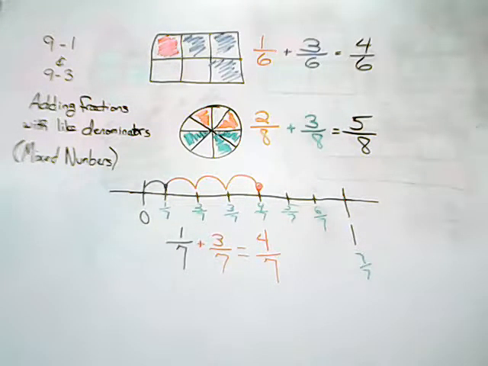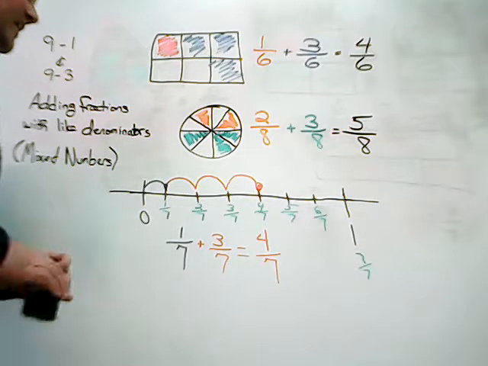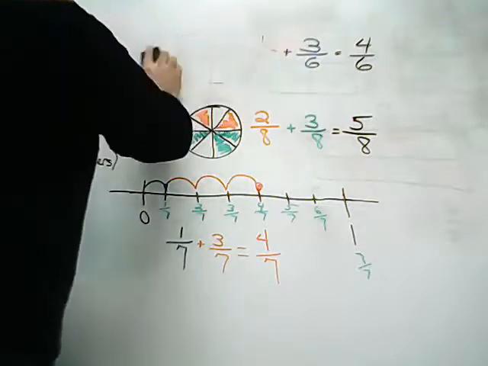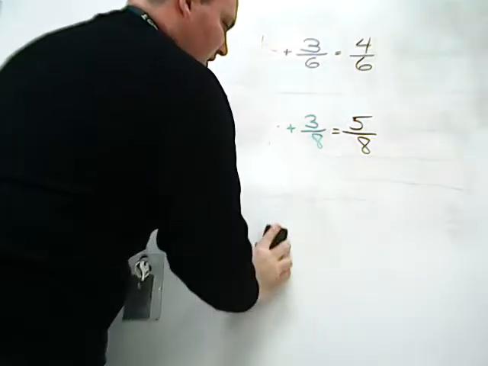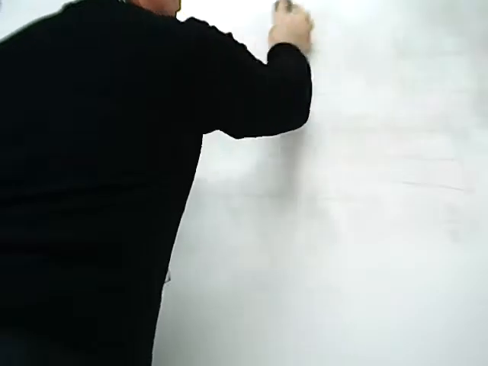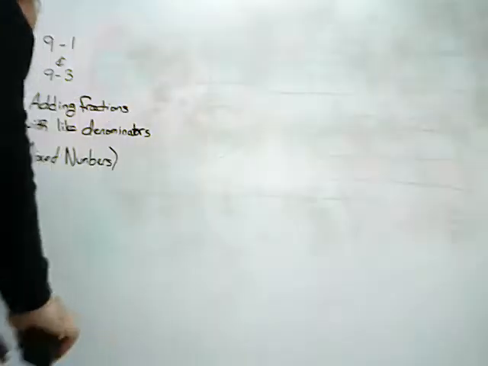So that's a little illustration of section 9-1. It uses models or pictures to help you add fractions with like denominators. 9-3, however, is just using numbers. But we are going to use some pictures to help us figure out some improper fractions.